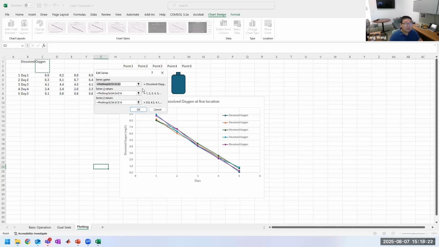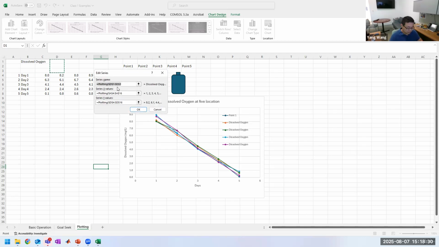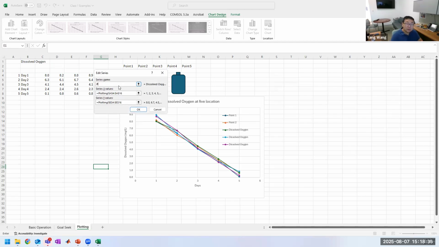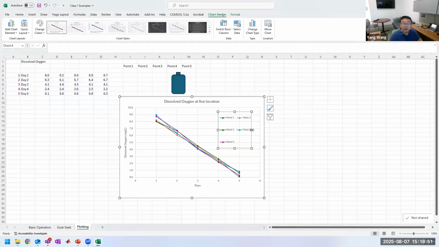So you can edit and just say this is the first line, and the first line is 0.1. So you just put 0.1. Okay, 0.2. 0.3. 0.4. And then 0.5. Okay, so now you have the actual legend for the plots.